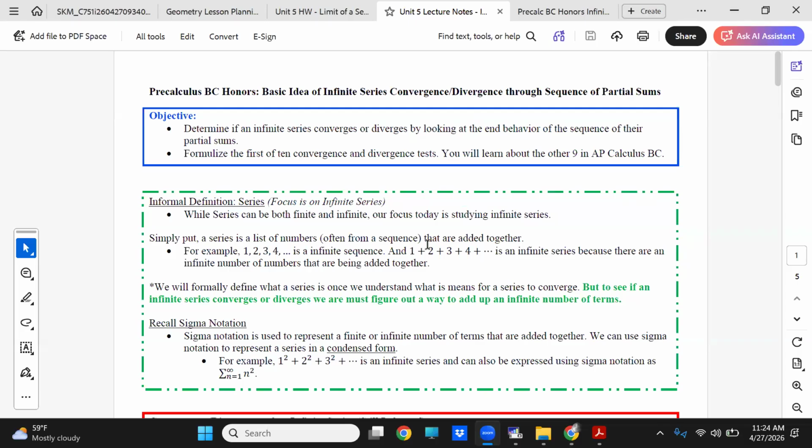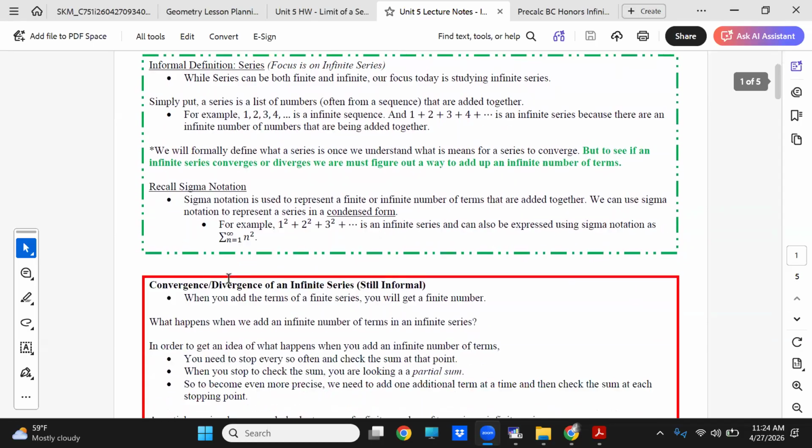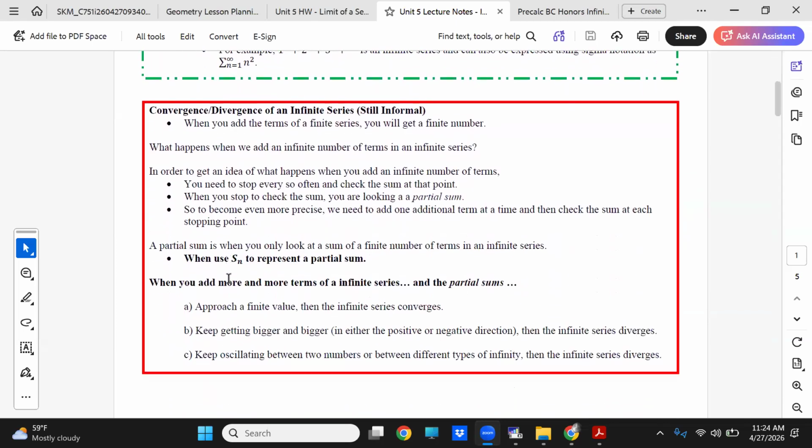So recall sigma notation. We know how it looks. For example, if you have a series of 1 squared plus 2 squared plus 3 squared plus dot dot dot, you write it as the sum from n equals 1 to infinity of n squared. That's how we can condense the series. Now, convergence and divergence. When you add the terms of a finite series, you get a finite number. Duh, we know that. What happens if you add an infinite number of terms in an infinite series?